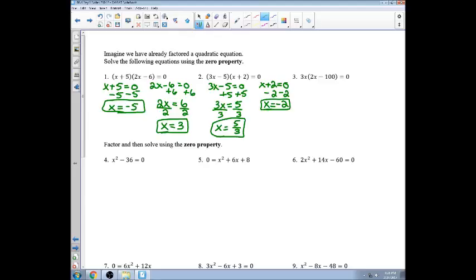In problem 3, I do not have two factors that are in parentheses. However, my first factor is going to be this 3x. So I'll set the 3x equal to 0. If I divide by 3, I end up with x equals 0.